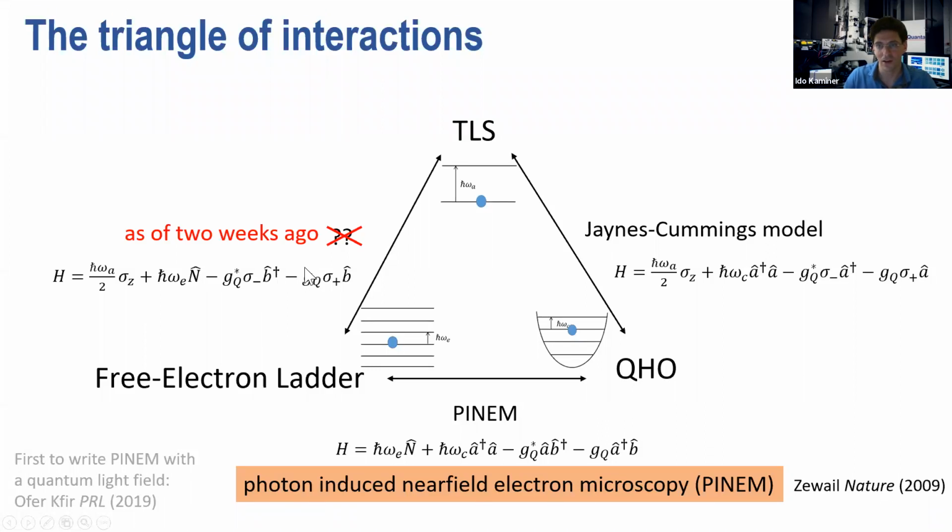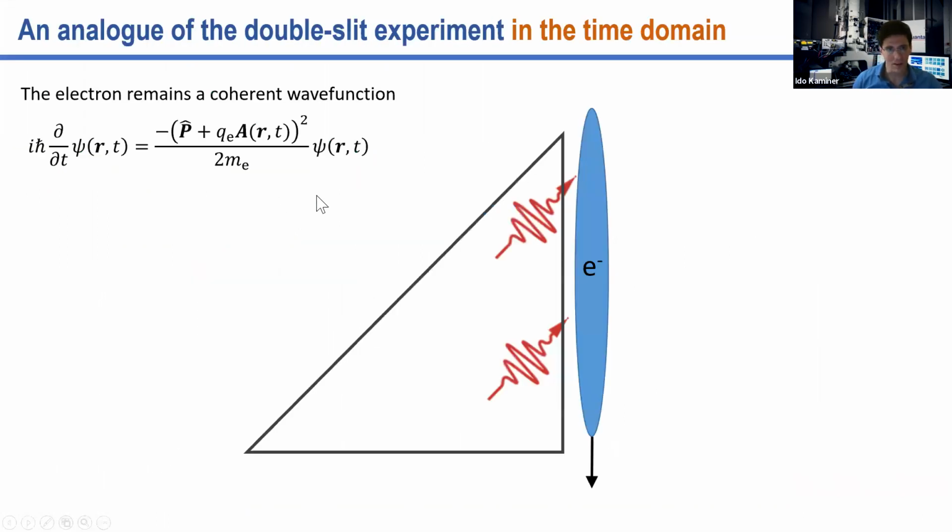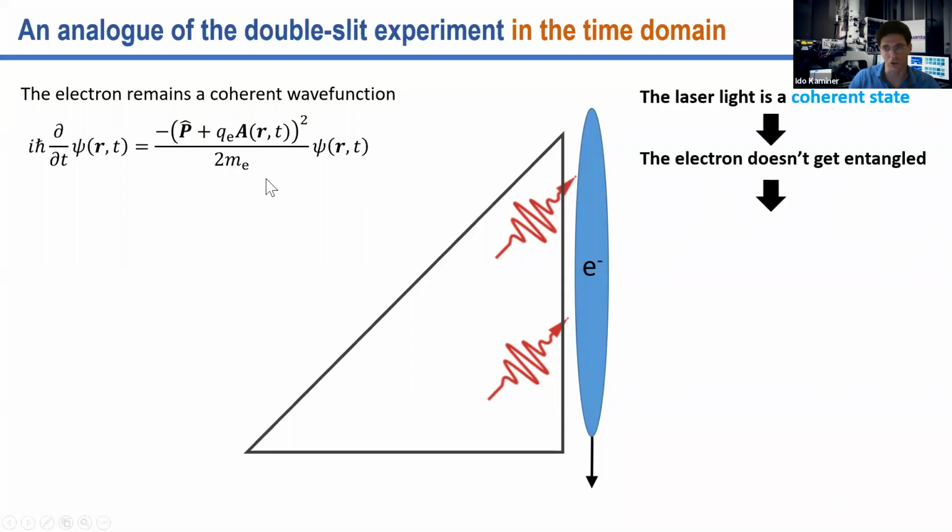It's interesting that as of two weeks ago, this is no longer unexplored, and there was a barrage of papers, one by Shanhui Fan's group from Stanford, and one by us that came out on arXiv. Experiments were not done here yet, and I'm sure that over the next couple of months we'll see more work on this, and hopefully some experiments as well. But that's for another day. So we saw that so far it was legitimate to describe the electron experiments with a time-dependent Schrödinger equation.